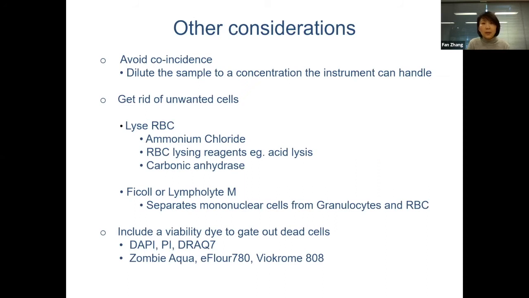There are other things to be considered. For example, dilute your sample to a concentration that the instrument can handle. Get rid of unwanted cells. For example, lyse red blood cells, or separate mononuclear cells from granulocytes in blood and tissue. It is always wise to include a viability dye to get rid of dead cells, which produce non-specific binding.